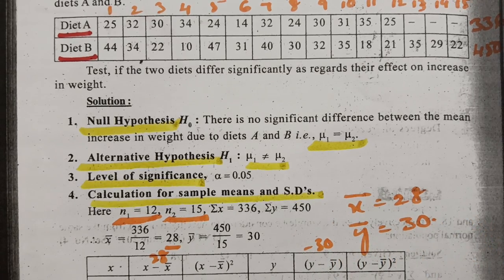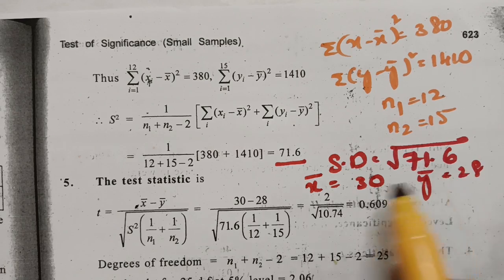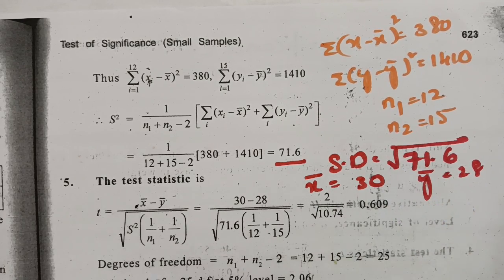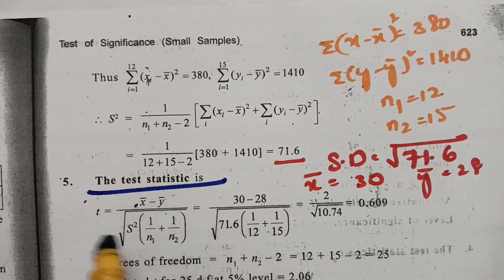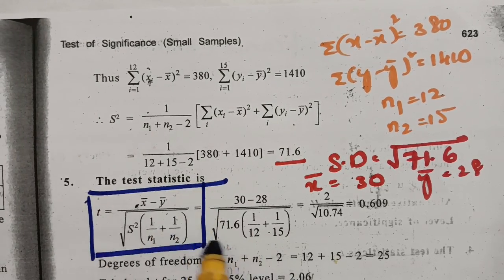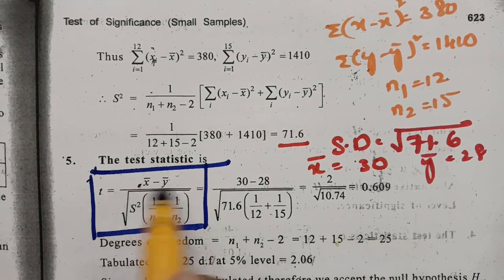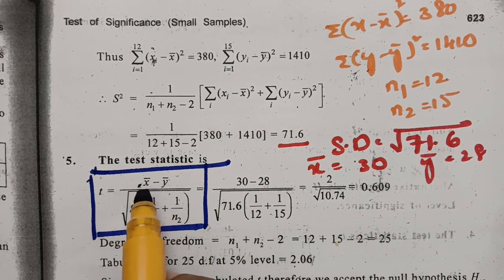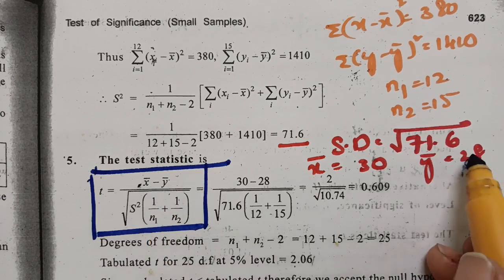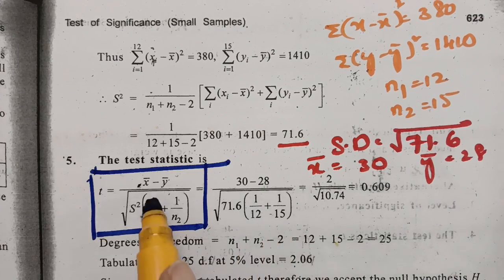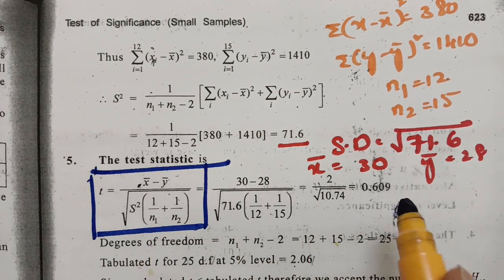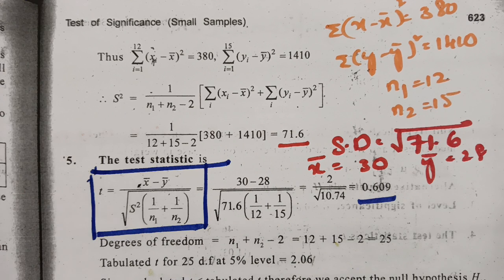Already we have calculated the mean values x bar and y bar and the standard deviation, so this is the formula for test statistics. T is equal to (x bar minus y bar) by root over s square into (1 by n1 plus 1 by n2). What is x bar here? This is 30. Y bar is equal to 28, by root over s square, that is 71.6, into (1 by 12 plus 1 by 15). The value is approximately 0.609.